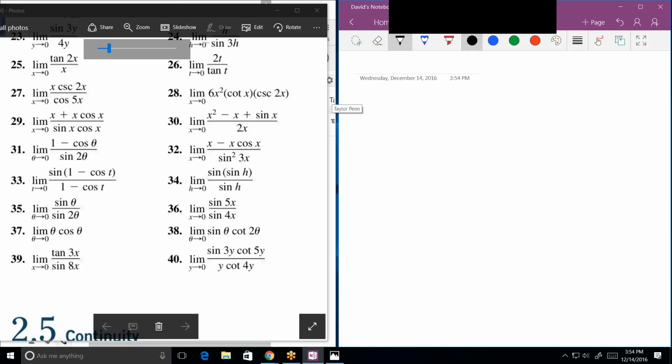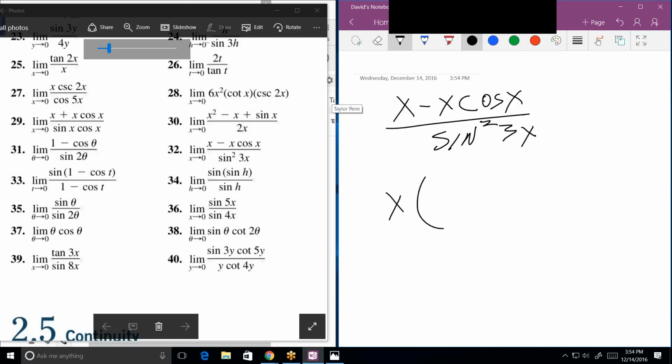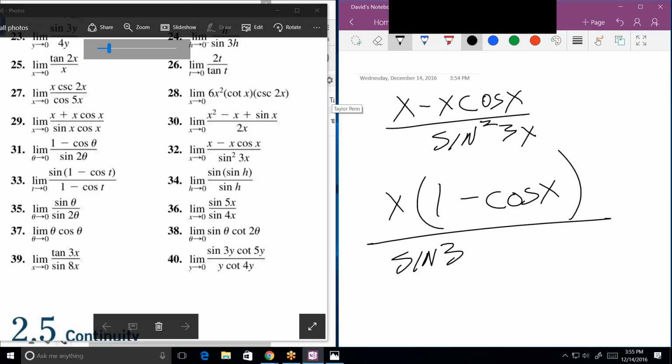Let's do 32. It looks equally hard. And when you see that, think factoring immediately. Okay, so I'm going to factor out an x, leaving 1 minus cosine x. The bottom, I'm going to split it up so that it's sine of 3x times sine of 3x. Both of those steps are logical. Why? Because I see something there I know how to do.